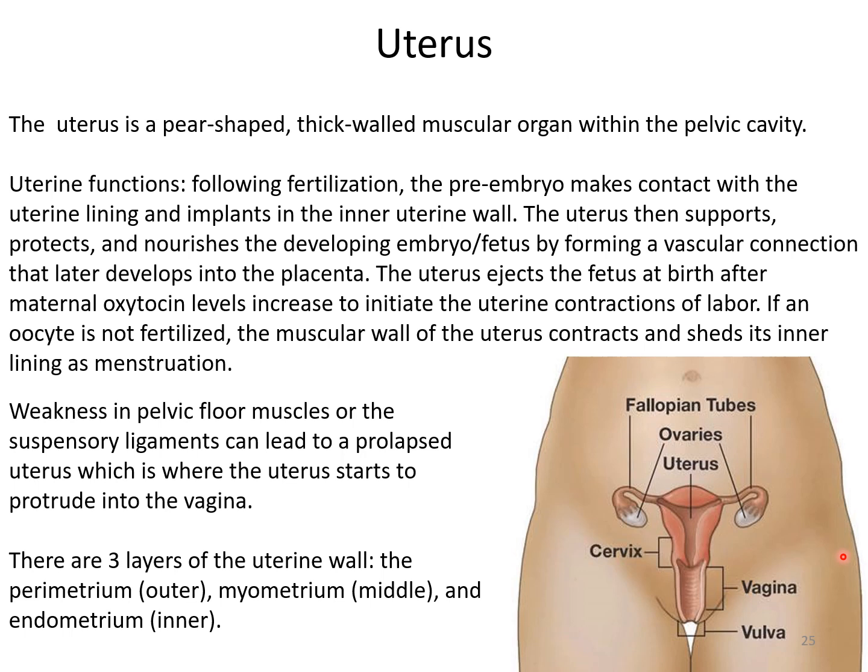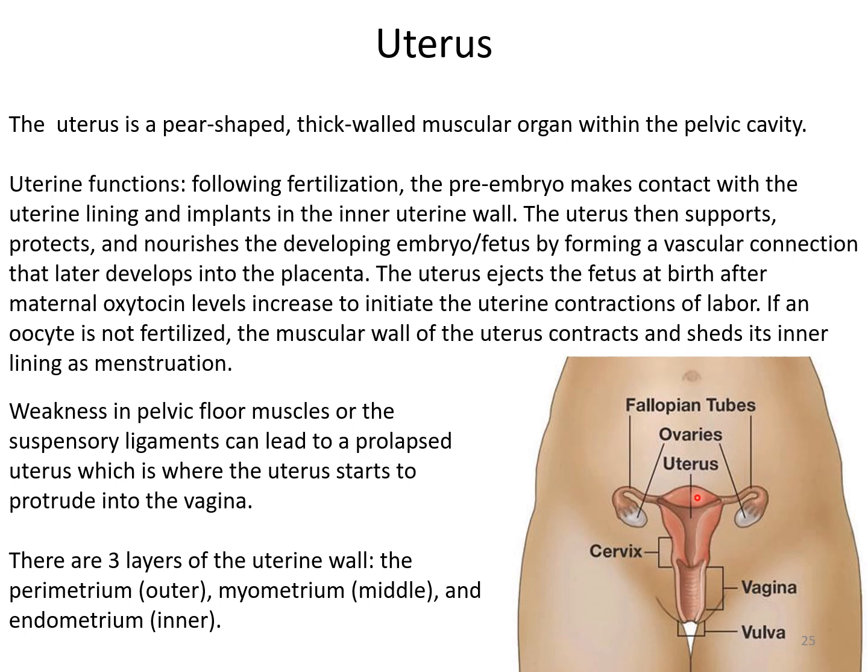If you get weakness in the pelvic floor muscles, so the uterus is kind of suspended. You've got pelvic floor muscles that kind of help support it from the bottom end, and then you've got all these suspensory ligaments that help support it from the top end. If you get weakened pelvic floor muscles or weakening in those suspensory ligaments, it can cause a prolapsed uterus, which is basically where the uterus starts to sink. And if you look at where it's connected, it would sink into the vagina.